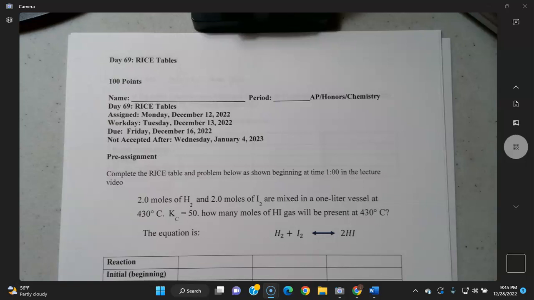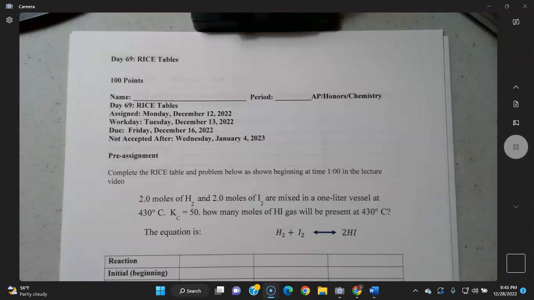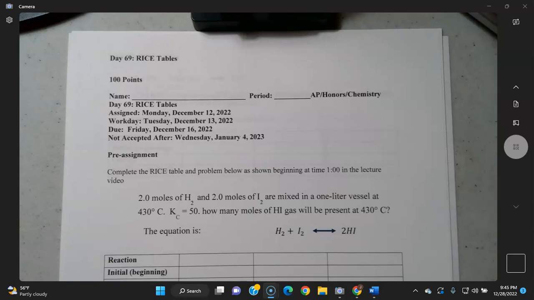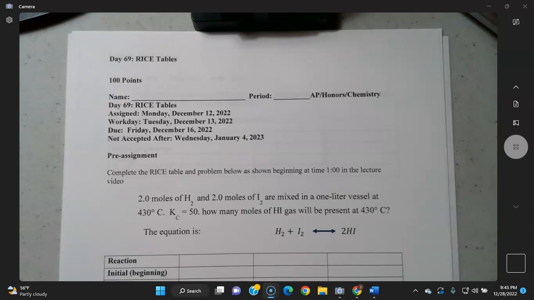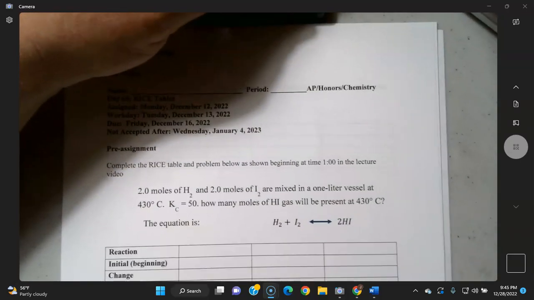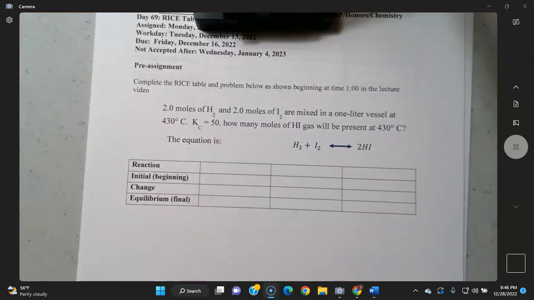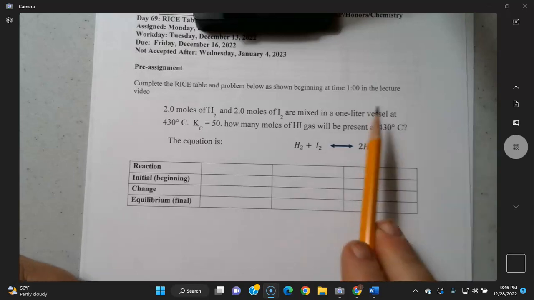All right, chemistry, this is day 69, and we're still in the equilibrium unit, and this is on a concept called RICE tables, which is a way to figure out equilibrium concentrations and equilibrium constants. Okay, so the first page is simply a pre-assignment, so that's on the video starting at 1 minute, so we'll move on to the second page.